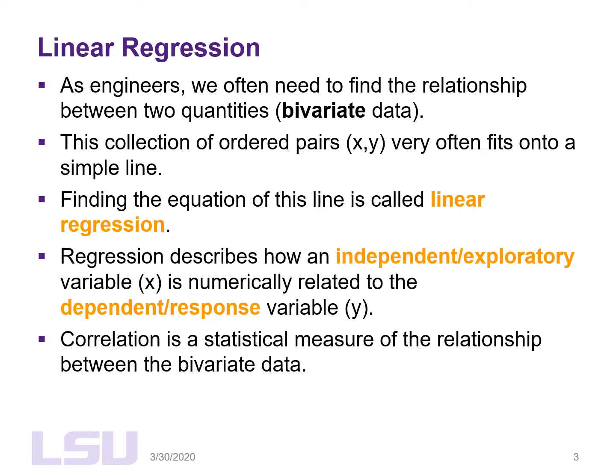As engineers, we often have lots of data. Sometimes it's just two quantities. So one could plot on the x-axis, the other could plot on the y-axis. And in those cases, we refer to the data as being bivariate. Sometimes you can have more than just two data sets. So those will be multivariate data sets. So for simple linear regression, meaning simple bivariate linear regression, you have only two quantities.